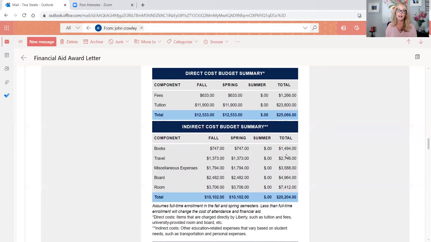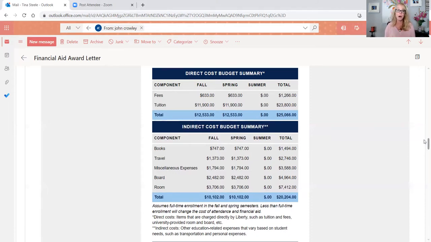You can kind of leave that out of the equation if you know in your head that paying for books is going to be an out-of-pocket cost, along with the student's travel and miscellaneous incidental expenses. So if we took these out of the initial equation, then what you're looking at needing to come up with for these direct costs, including room and board, is about $38,000 for the year.